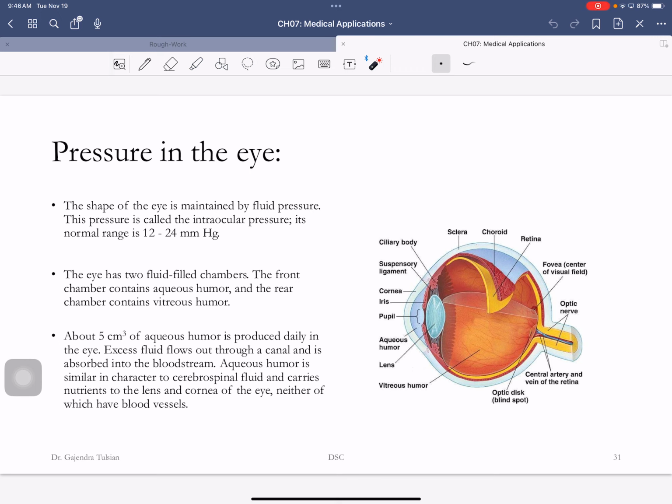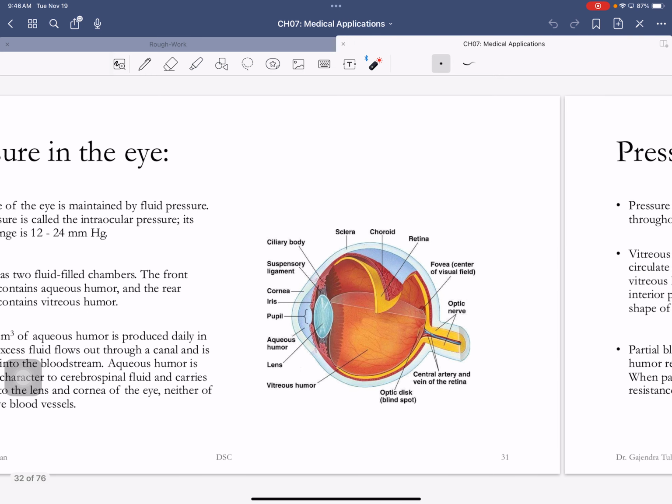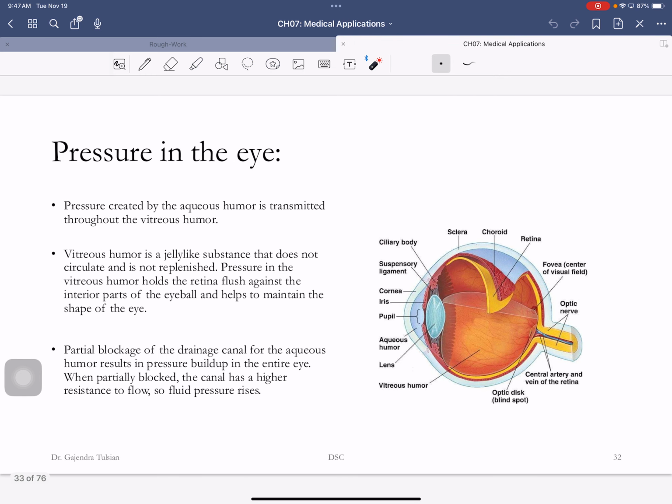Okay. And so we just learned this. So if you're producing 5 cc of aqueous humor every day, what do you have to do? Yeah, you have to drain 5 cc of that fluid. Okay, and so if you don't drain that fluid, what will happen? Pressure will build up in the eye. Okay, and that condition is called glaucoma, and so we'll come to that.